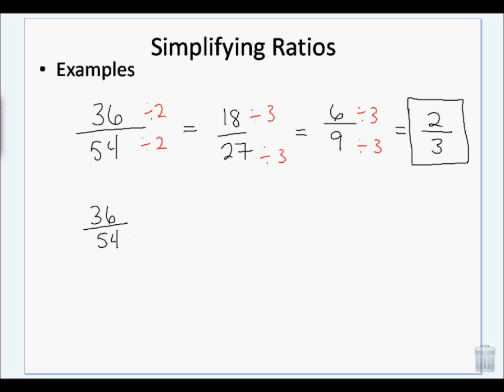If you knew the actual full division, we basically divided by 18 to get to the 2/3. But as you see, it doesn't matter how many steps it takes. You just keep going until you can't go anymore.